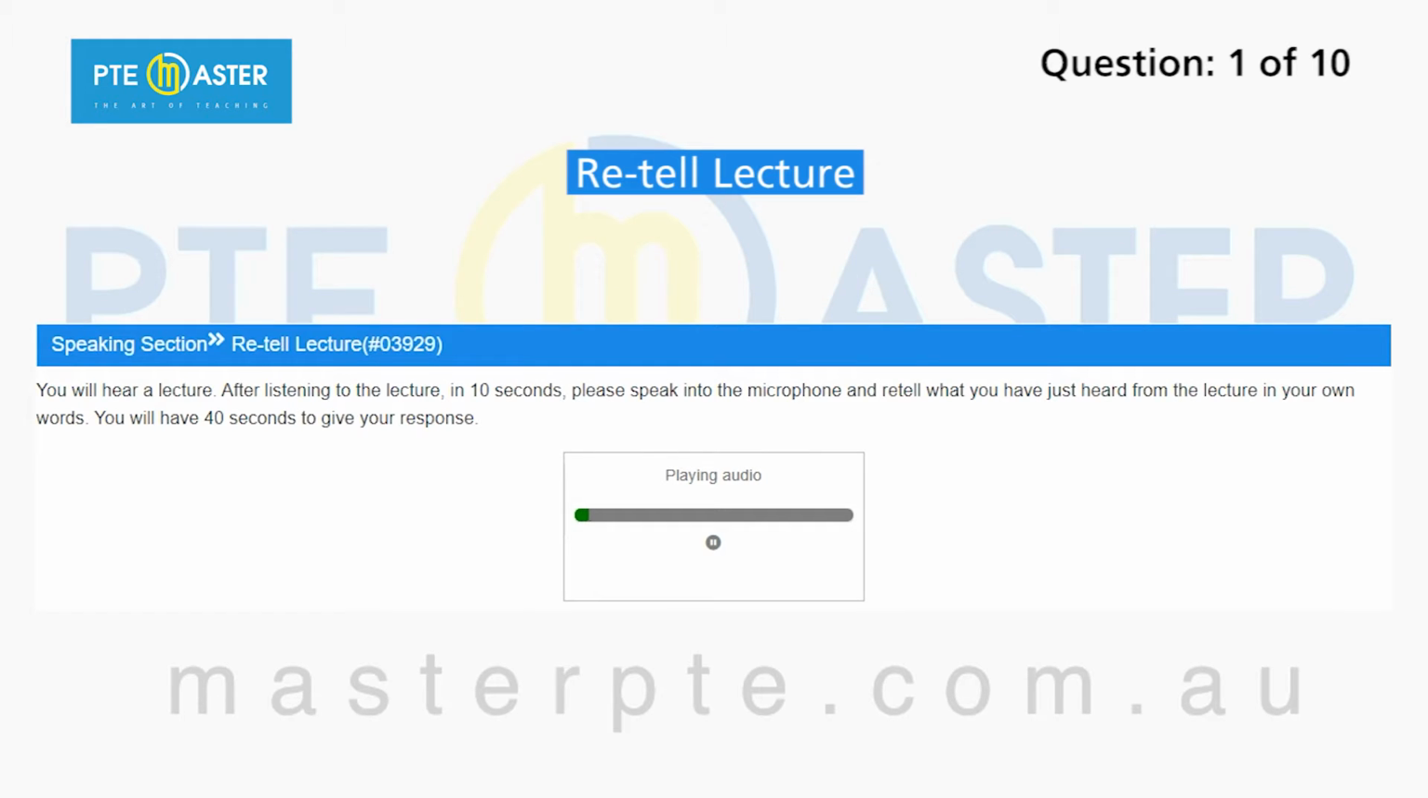Today's lecture is about a loggerhead turtle, one of the largest turtles in the world, and almost extinct in the USA. They have big heads and short necks.